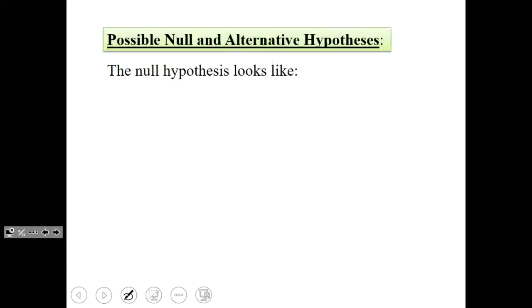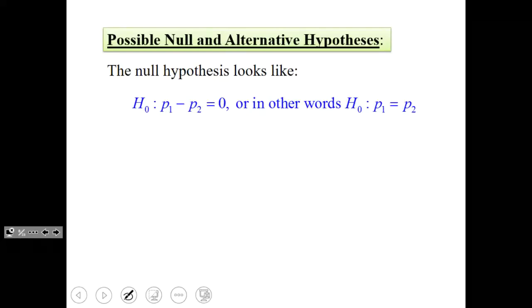So the null hypothesis, here's a nice thing about this. The null, just like before, means there's nothing interesting happening, no real effect happening. Well, if nothing's going on, then there should be no difference between the two proportions. P1 minus P2 should be 0. Remember, in P1 minus P2, this is now the population proportion. My population difference should be 0. Or in other words, H naught: P1 is equal to P2.